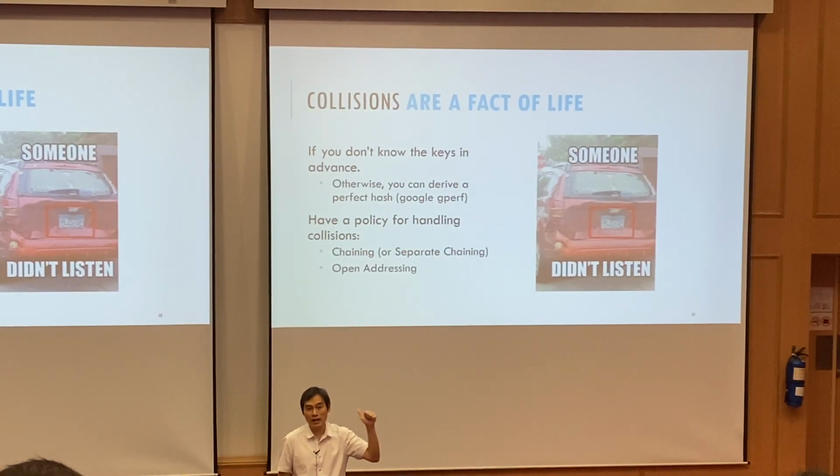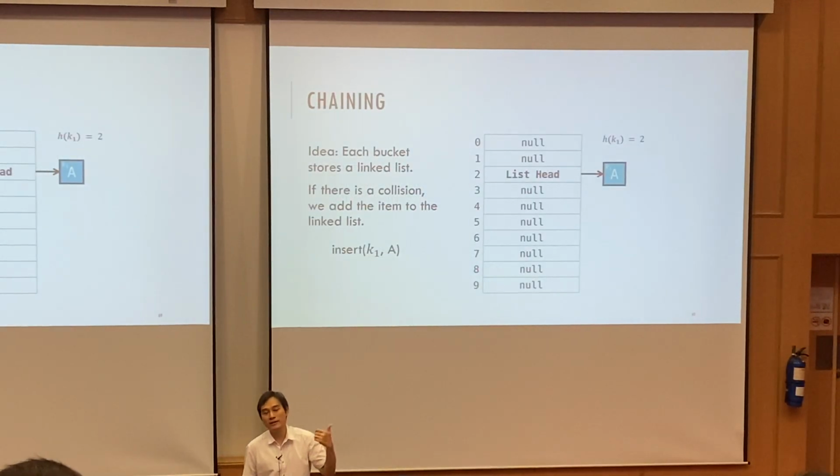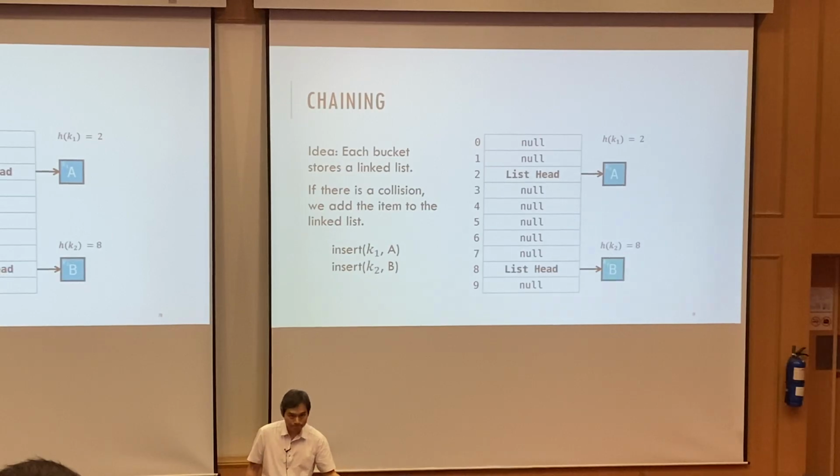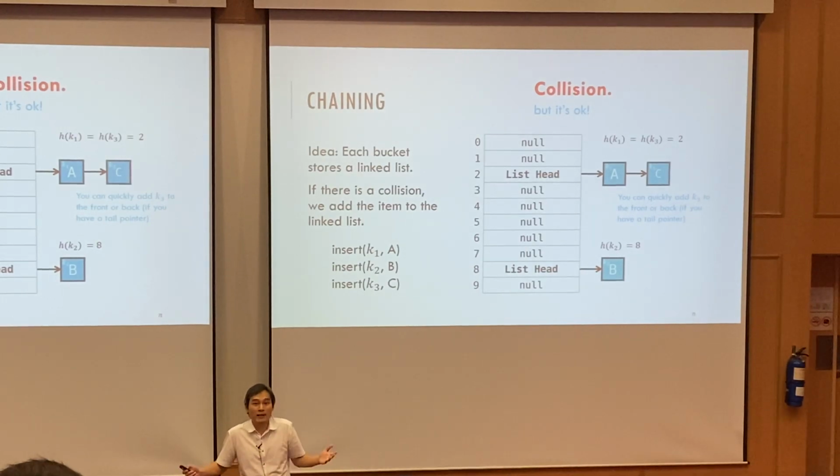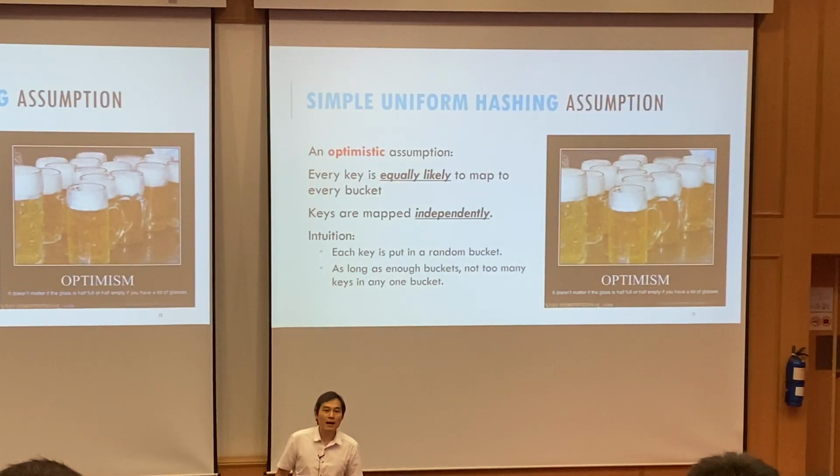The first is chaining or separate chaining. And chaining is very simple, right? Instead of storing just one element per bucket, we can store multiple elements per bucket. And the way we do that is to put them in a linked list. So you insert K1, you insert K2. If there's a collision, we just add it to the linked list, no big deal. So that's separate chaining.